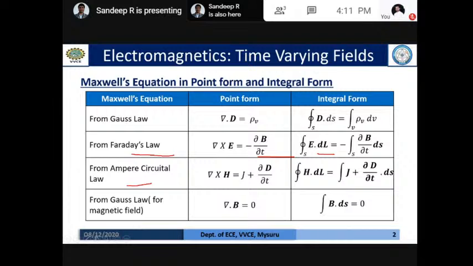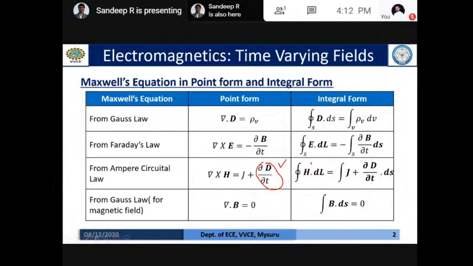And also in Ampere's circuital law, there is a change in the equation. If you remember, for magnetostatics, we have studied the expression del cross H, that is curl of H, is equal to J. Whereas here, along with the vector J, you will also have dou D by dou T. D represents the displacement current. So this is the change in the Maxwell's equation for Ampere's circuital law. So del cross H is equal to J plus dou D by dou T.